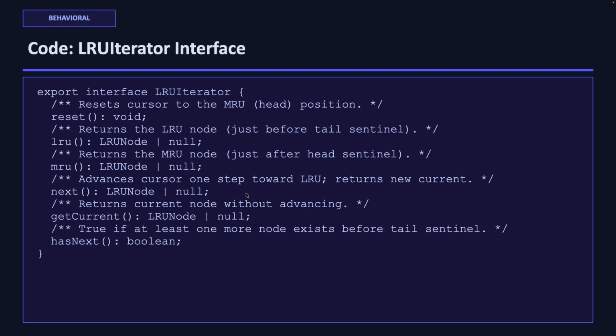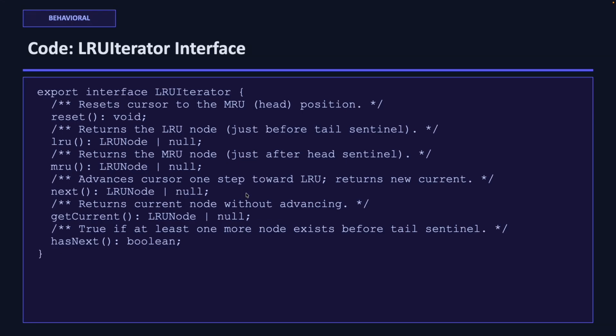Here we have the interface. This is what the interface looks like. Notice what this interface doesn't expose: there's no reference to the linked list at all. We don't have a head or tail, or any internal pointers. So the client who uses this interface can traverse the entire cache without knowing that it's backed by a linked list at all. It doesn't really have an idea of the internals.